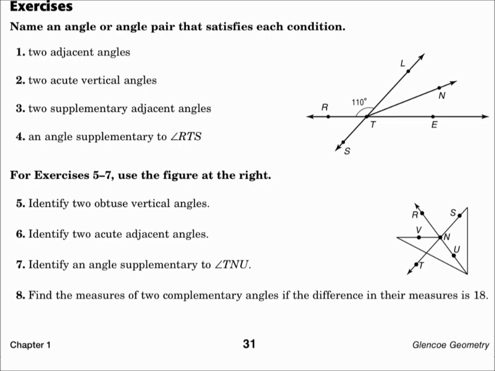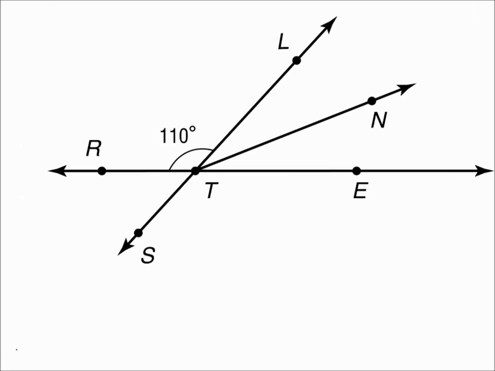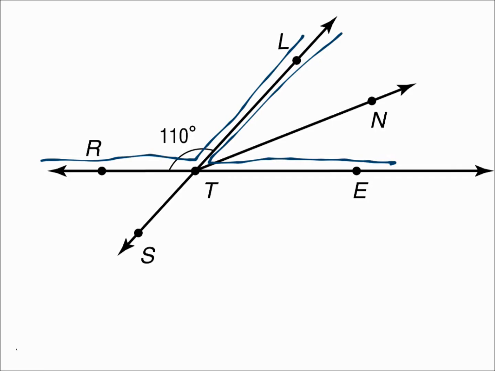Number 3, two supplementary adjacent angles. Supplementary angles add up to 180 degrees, and adjacent angles share a side and a vertex. Angle RTL and angle LTE are supplementary and adjacent. They're supplementary because when you put them together, they form that line there, and they're adjacent because they share a side and a vertex. So angle RTL and angle LTE are supplementary adjacent angles.